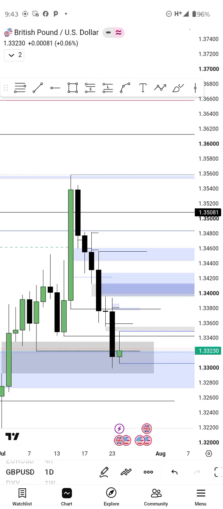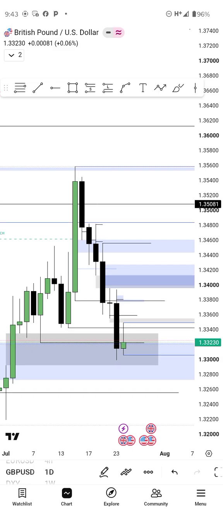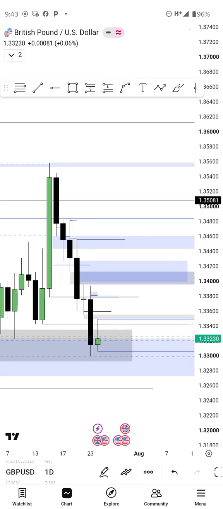So right now, the question is, where are we heading to now? Where will price likely go, or where will price likely retrace to?